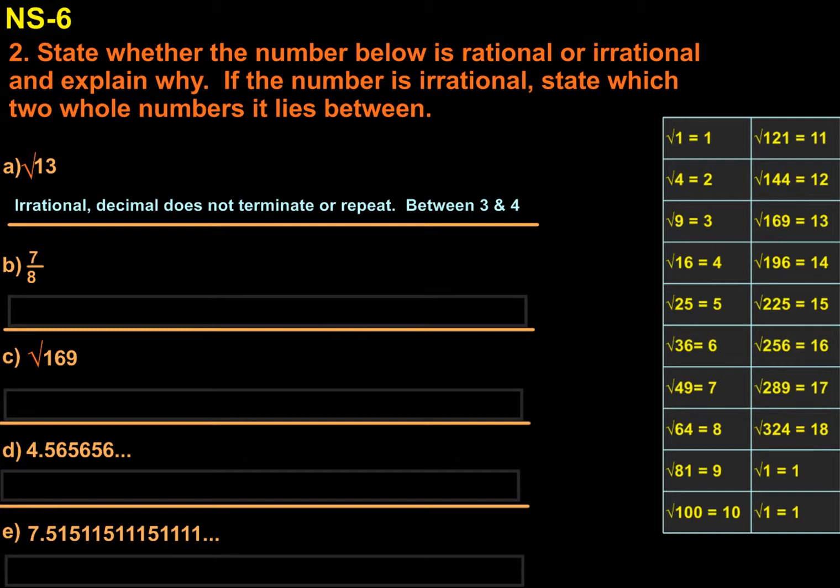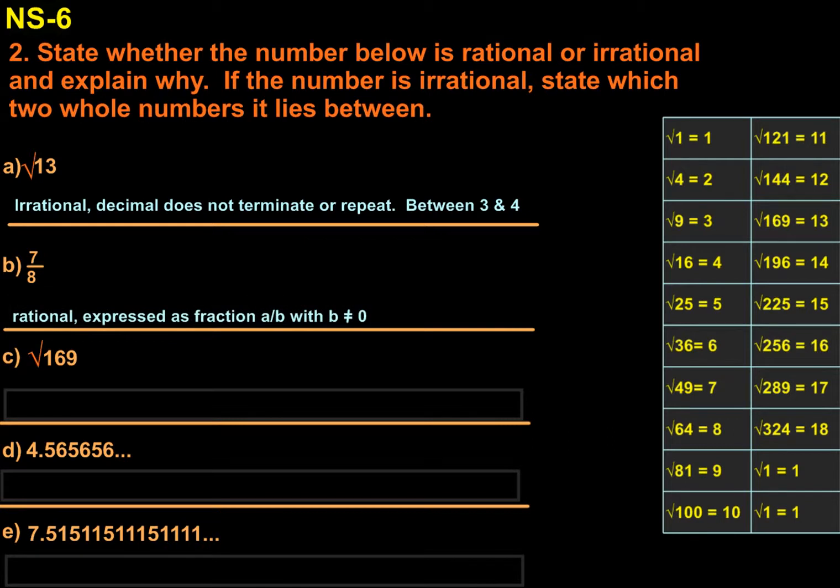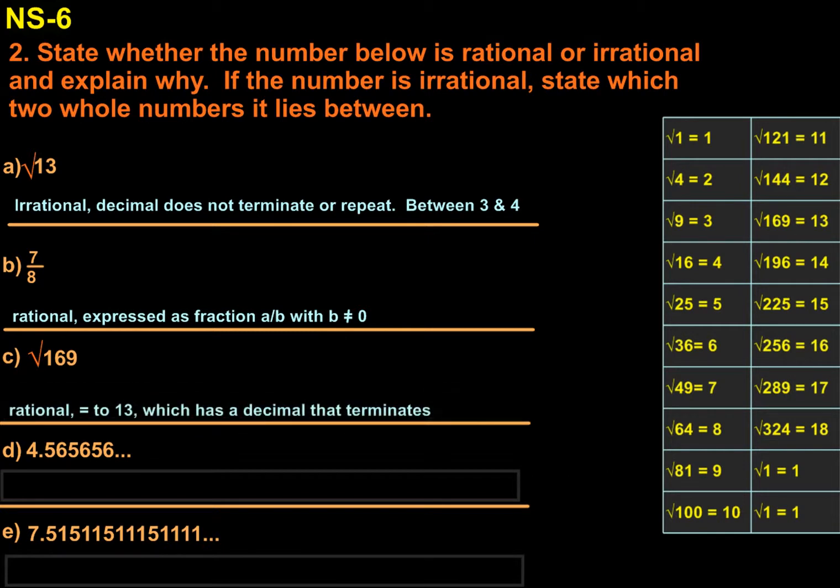B, we have 7/8. Remember, one of the requirements for a rational number is that it is in fraction form and that the denominator is not a 0, and this certainly meets that requirement. So 7/8 is rational. Then we have the square root of 169. We can check the table. The square root of 169 is on the table. It's 13, which means it's a perfect square, and that would indicate that it's rational. The number 13 certainly has a decimal that terminates.